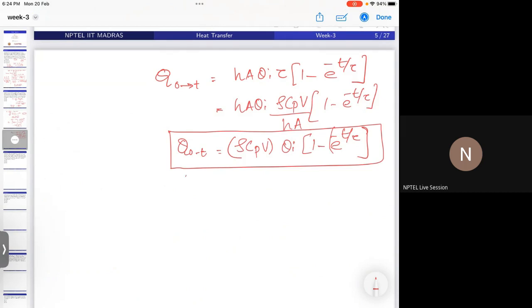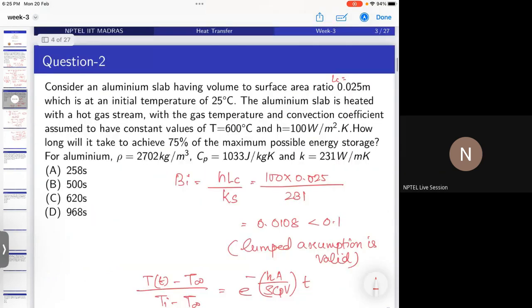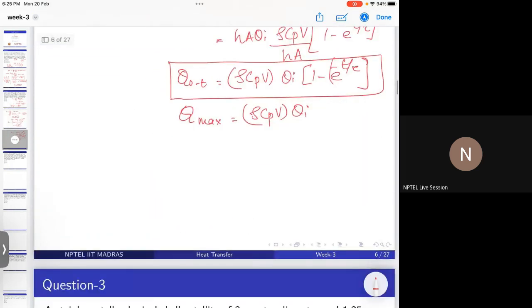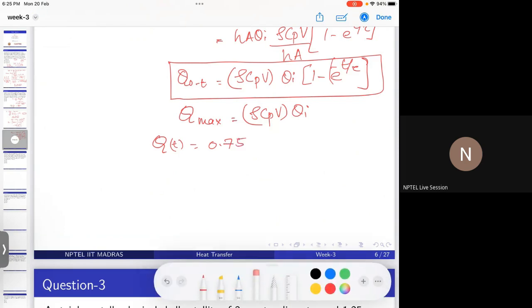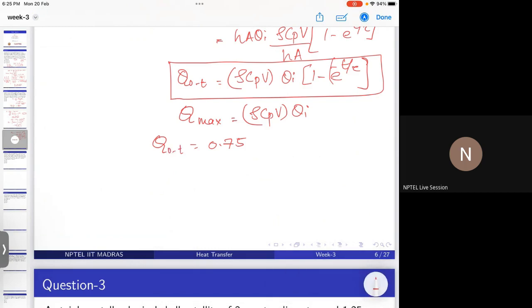So Q max, the maximum amount of energy it can store, is when t is equal to infinity, which is rho CPV theta I. So in this question, we need to find out how long it will take to achieve 75% of the maximum possible heat transfer. So if we equate Q from 0 to that particular time where it reaches 75% to 0.75 times Q max.